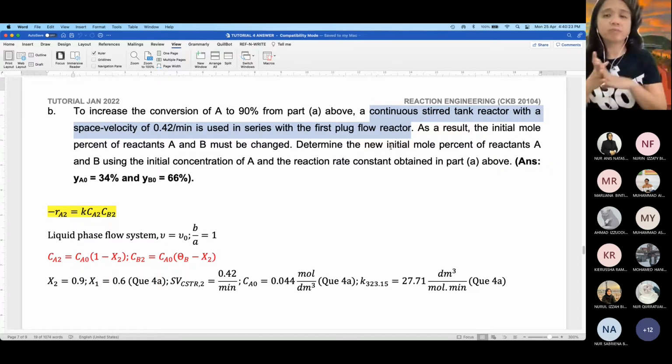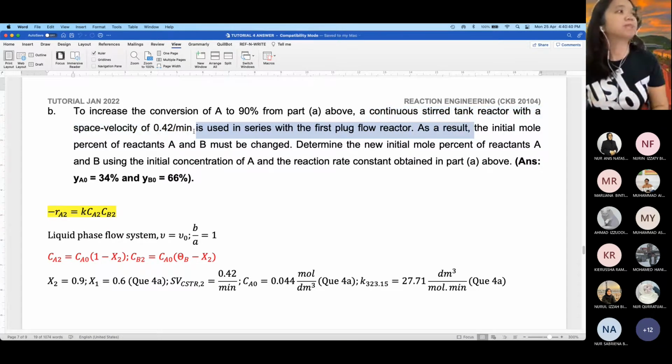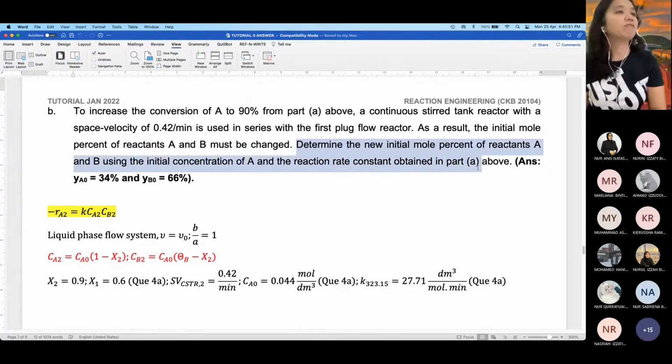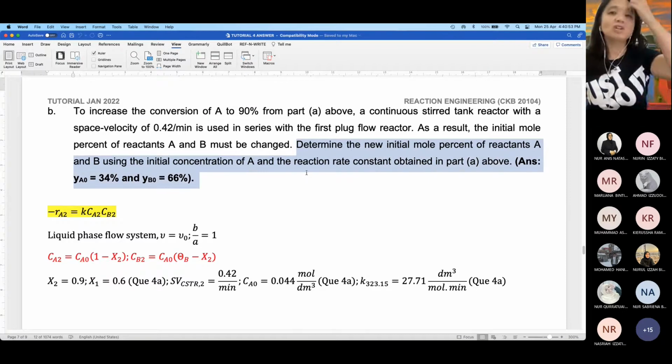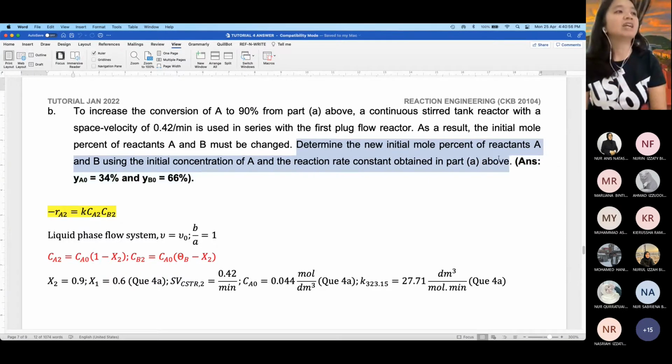So kamu kena be very careful. Kalau space time, unit dia time lah, minute. Space velocity kan 1 per space time. Sebab tu unit dia pun jadi per time. Instead of time, ia jadi per time for space velocity. Okay. So dia kata, because of this, the initial mole percent of reactant A and B must be changed. Okay. So determine the new initial mole percent of reactant A and B using the initial concentration of A and the reaction rate constant obtained in part A above.